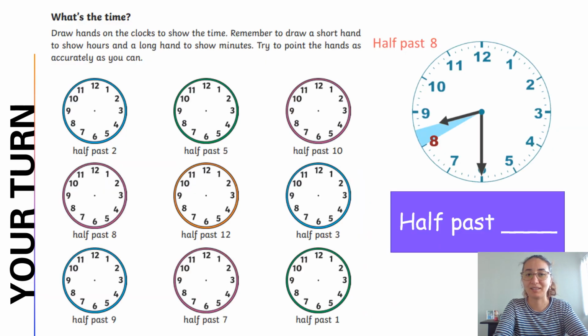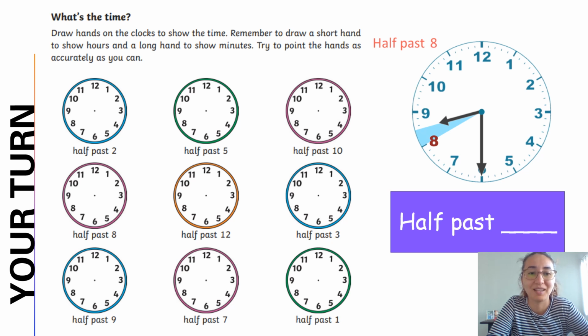Now let's have a look at the next lesson. So what is the time? Draw hands on the clock to show the time. Remember to draw a short hand to show hours and a long hand to show minutes. Try to point the hands as accurately as you can. So Mrs. DeBay has forgotten that it wasn't digital only, it was both.